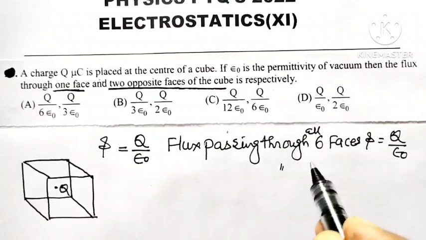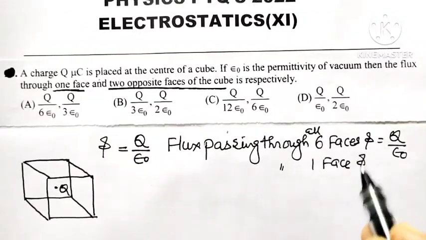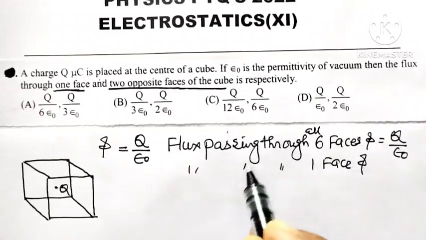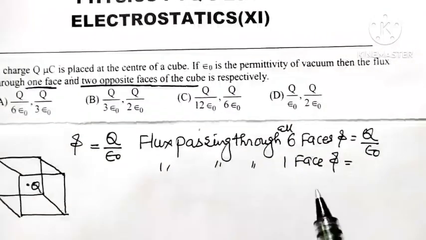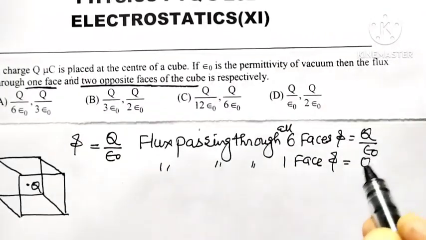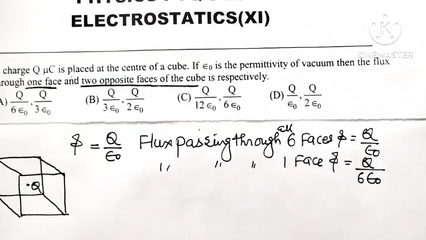Now, through 6 faces, q by epsilon 0 flux is passing. So, through one face of the cube, what is the flux passing? The flux passing through one face of the cube is 1/6 of q by epsilon 0. So, the flux passing through one face of the cube is q divided by 6 epsilon 0.